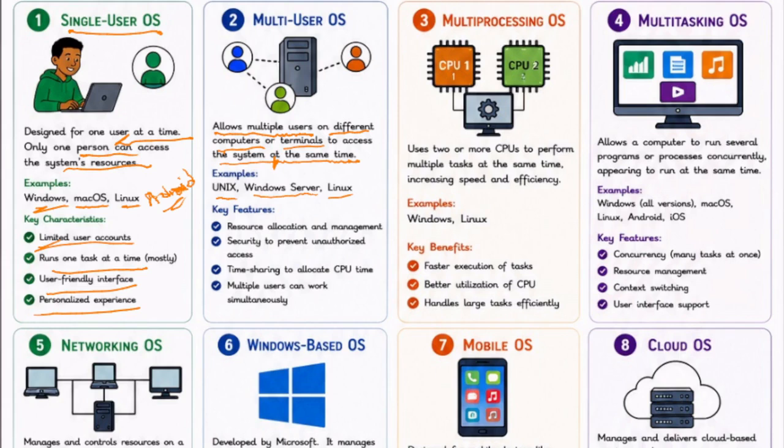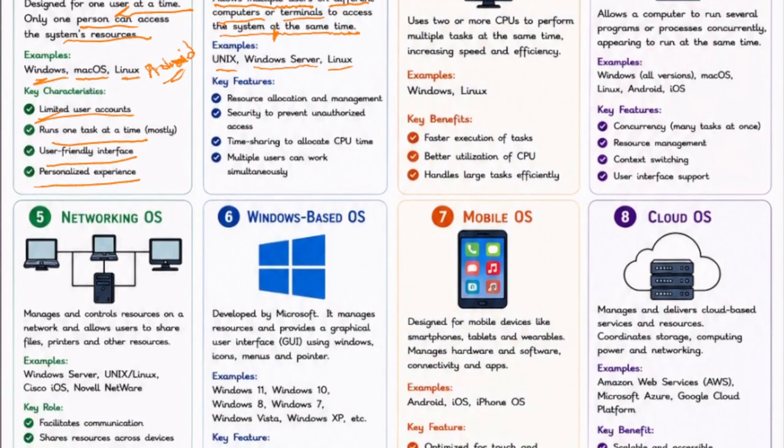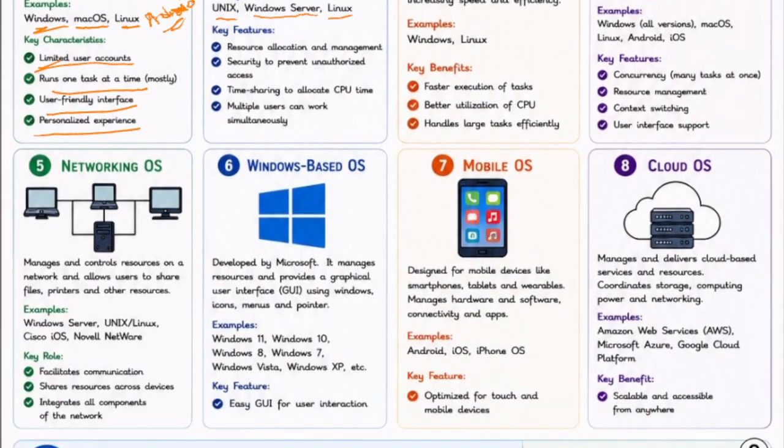Now, the fifth one is networking OS. What does networking OS mean? It manages and controls resources on a network and allows users to share files, printers, and other resources. Okay, files, printers, and other resources. Examples: Windows Server, Unix, Linux, Cisco iOS, Novell NetWare, and so many more networking operating systems.